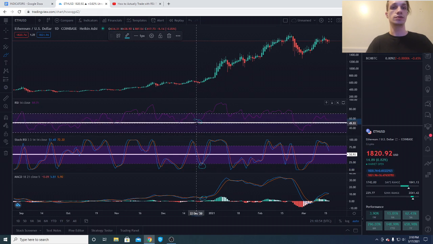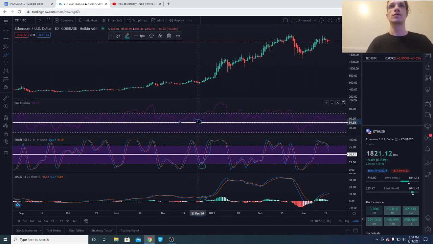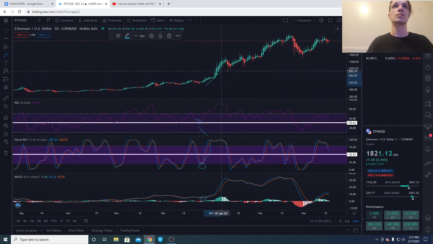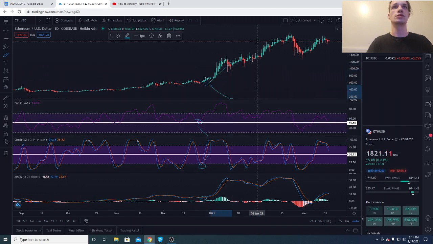You could wait. You could wait a day or two if you have to. Wait for it to have confirmation to hit this line and bounce up. Because if it hits this line and you buy in and it doesn't bounce up, it could go down. So instead of the price going like this, your price is going to go like that, and you're going to get screwed.